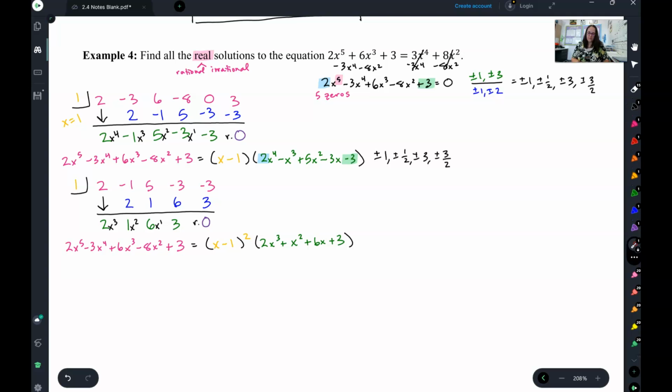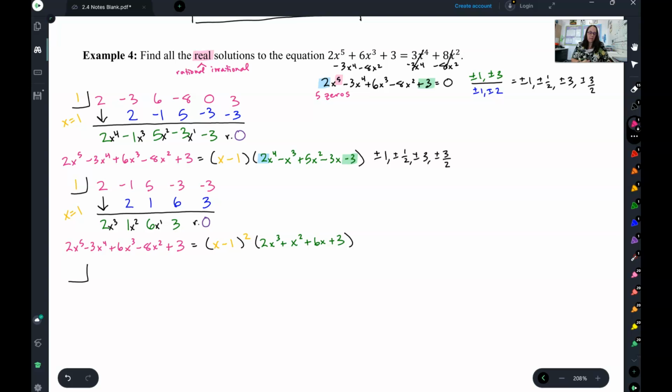See how you did. So here's my list of possibilities. I decided to try 1 again because I like to just start at the beginning and keep going. So I tried 1 again with my synthetic division and found that, hey, remainder 0 again. x equals 1 has a multiplicity of 2. So in my multiplication statement, I gave it a squared because it has a multiplicity of 2. And then I wrote what I have left right here. So we are so close to being able to factor this or use the quadratic formula. We only need to do synthetic division 1 more time.